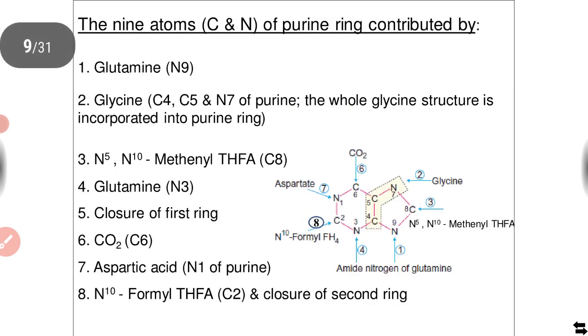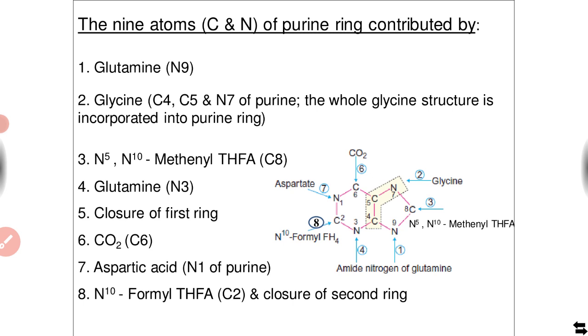So what are the steps in purine synthesis? In step 2, N9, C4, C5 and N7 are added from glycine. And in step 3, C8 is added from a one carbon group such as N5,N10 methenyl tetrahydrofolic acid.